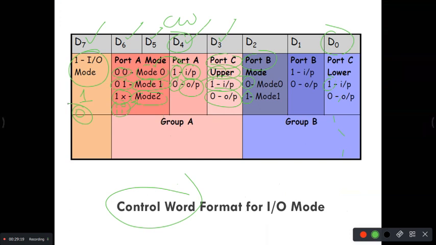Similarly, port A. Port A is an 8-bit port, right? The entire 8-bit port, all 8 lines, has to be used either as the output port or input port. Have you understood now? Only 2 options you have, right? If the option is 1, the entire 8-bit port A is used as an input. If it is 0, it's output. That's the way it goes.